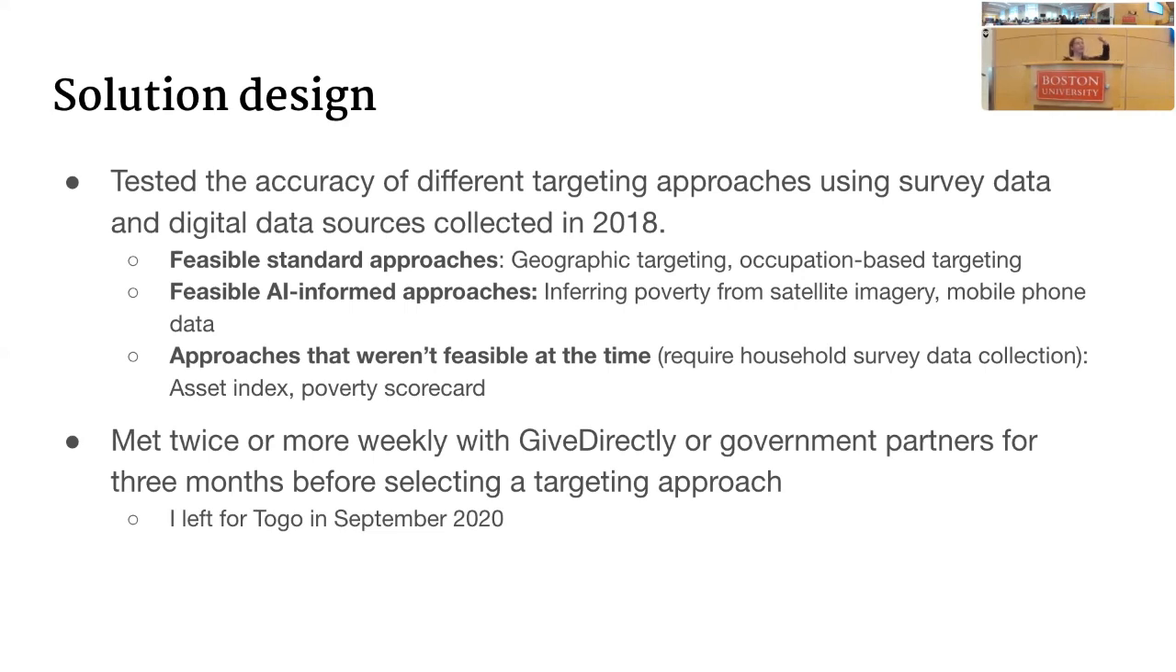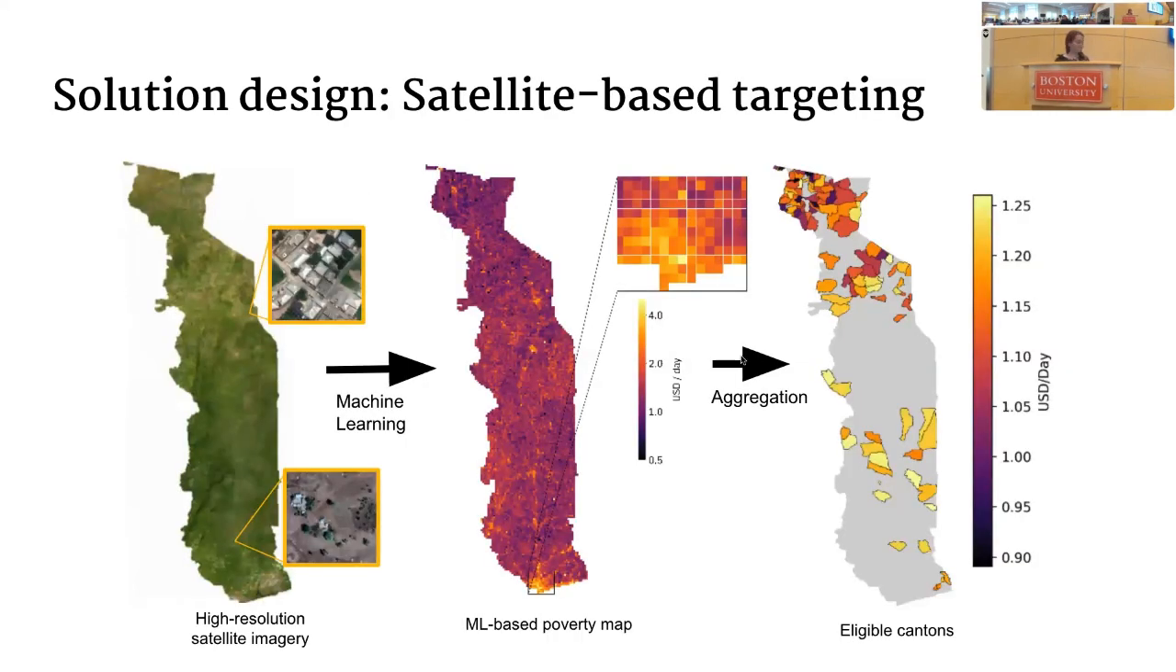We were working with a survey that was conducted in Togo in 2018 to get a sense of actual ground truth poverty. And then simulating all these approaches and basically interacting with the government, presenting results on the accuracy of these various approaches and getting their sense of which one they would want to roll out and actually implement. Super briefly on how these actually work.